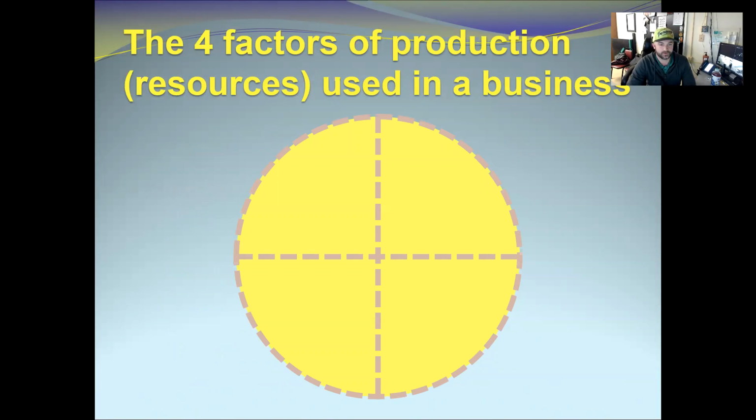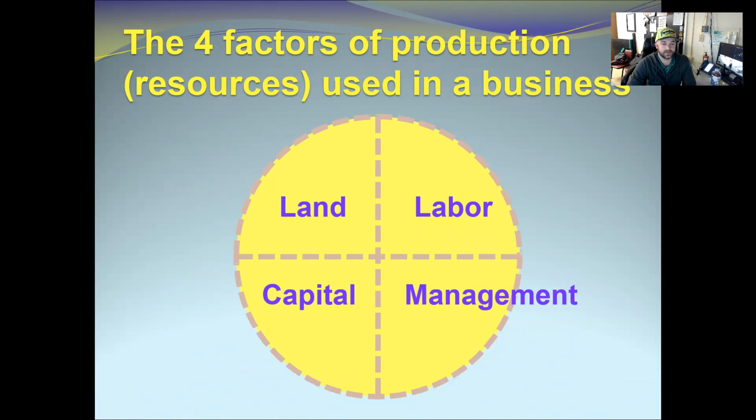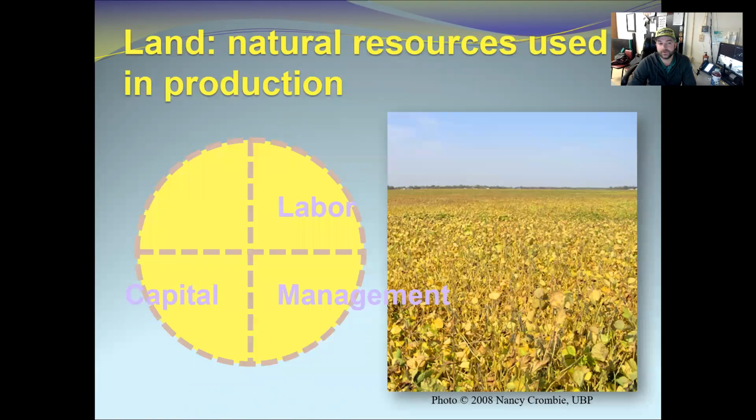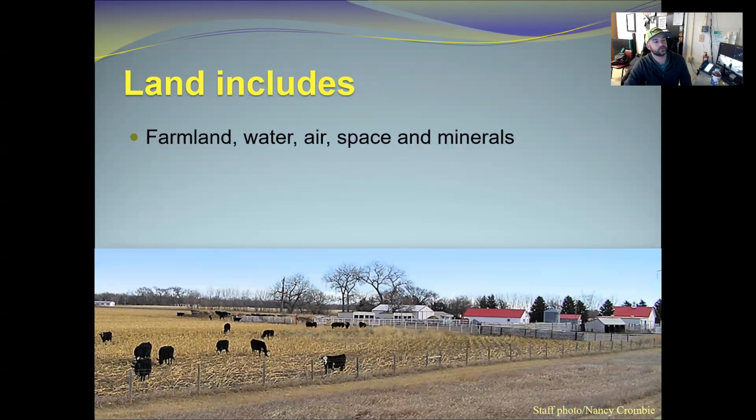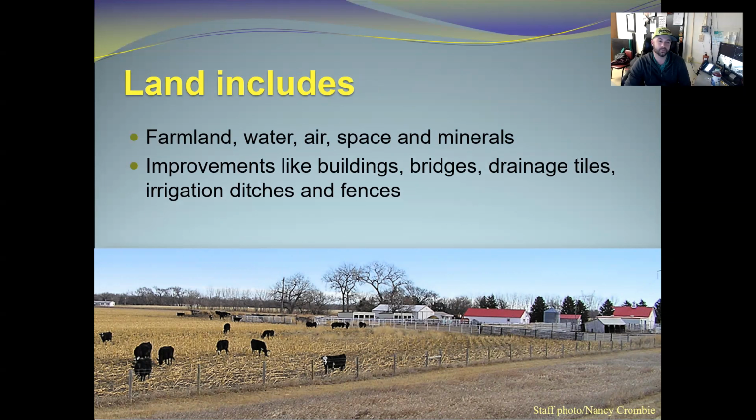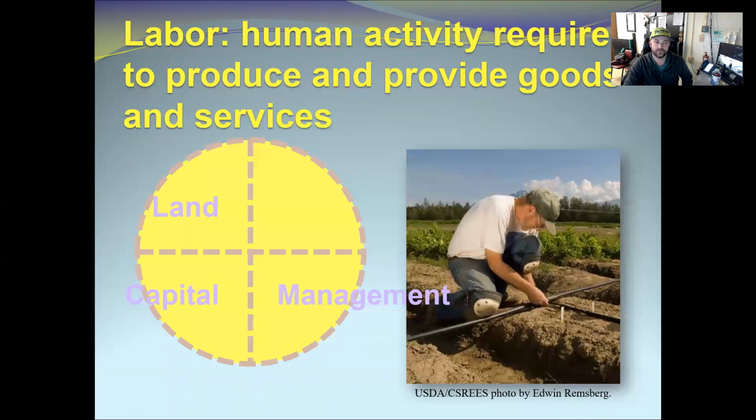The four factors of production used in a business are land, labor, capital, and management. Let's start off with land, which is the natural resources used in production. Land includes farmland, water, airspace, and minerals, and improvements like buildings, bridges, drainage tiles, irrigation ditches, and fences.